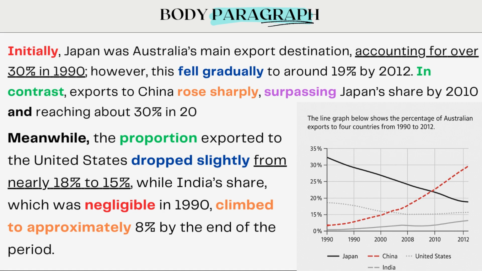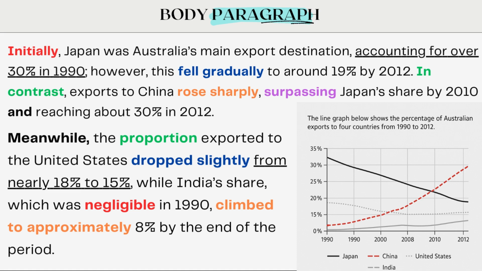Now you can check the line graph which is shown to you. However, connector, conjunction, this fell gradually. How the words are connected here: fell gradually to around 19% by 2020. In contrast, again connector, conjunction, exports to China rose sharply. At first, I've written fell gradually, now rose sharply, surpassing Japan's share by 2010 and reaching about 30% in 2012. And is the connector here connecting the two clauses.